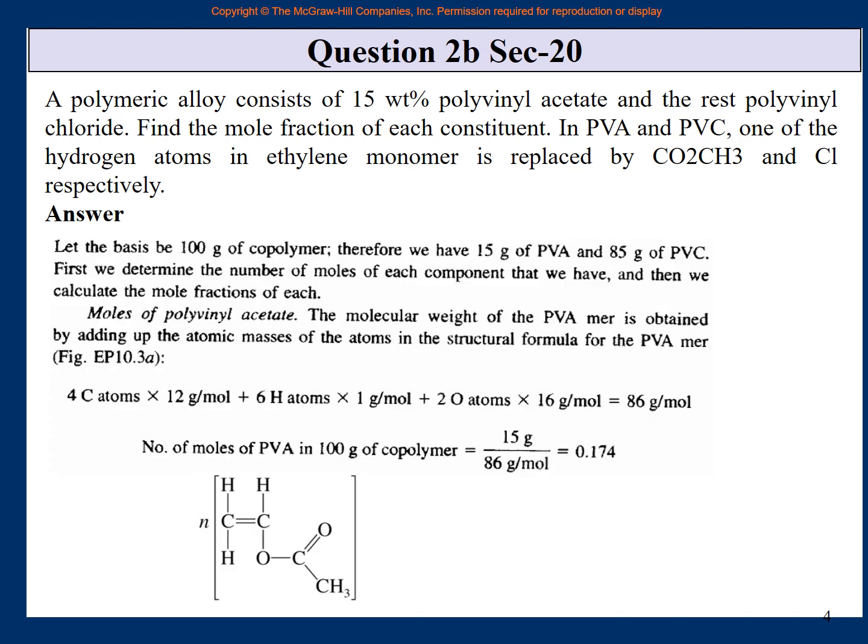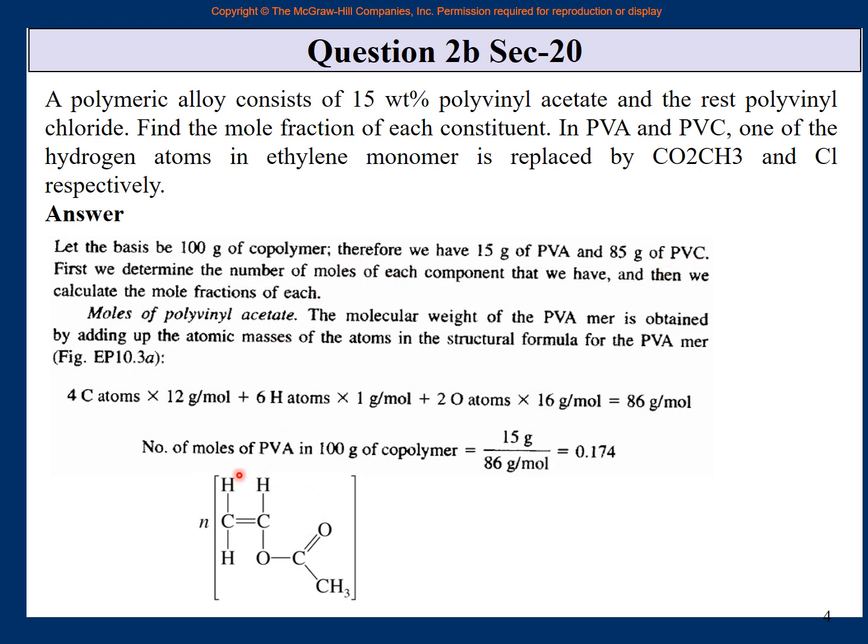This is it. Whenever a composition is given in percentage, the total percentage will be 100. So let us assume that there is a total of 100 gram of the copolymer. If it is 100 gram, then 15 gram is PVA, polyvinyl acetate, and therefore the remaining 85 gram is PVC.